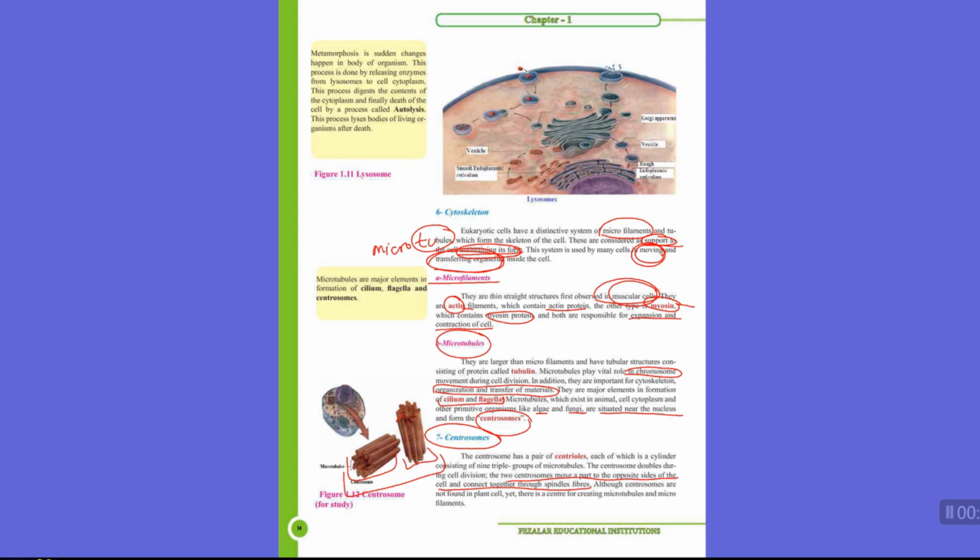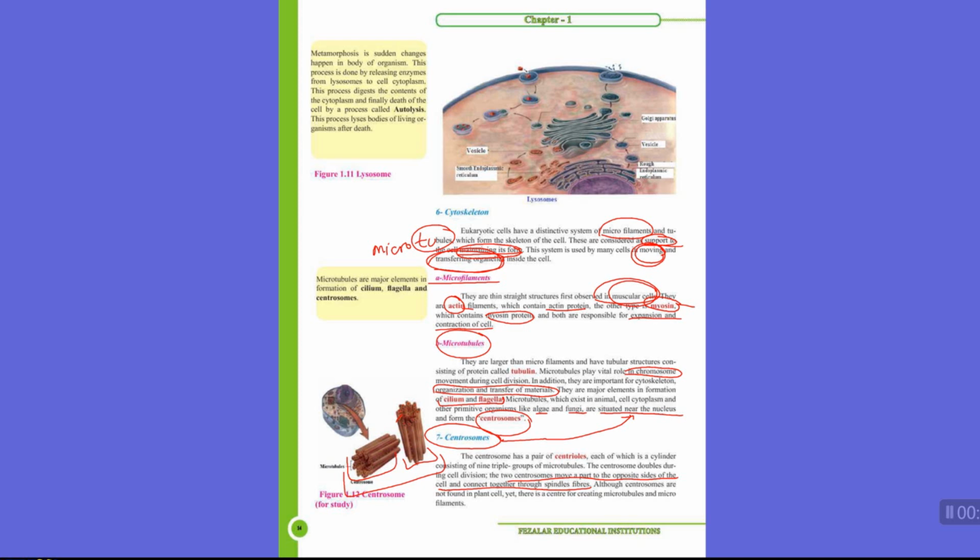And isn't there any microtubule or filament in plant cells? Yes, there are a lot of them, but not produced by the centrosome. Some other part of the cell produces them. So if we look at the location of the centrosome, it is situated near the nucleus. It is a structure made up of 2 centrioles, each of which consists of 9 triple groups of microtubules.